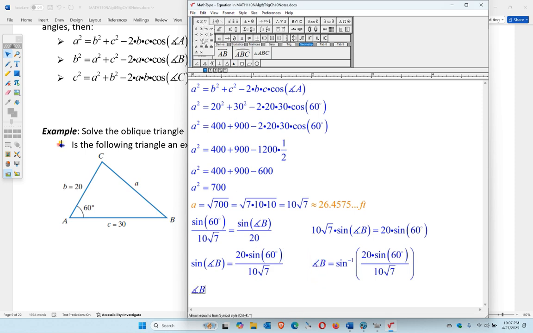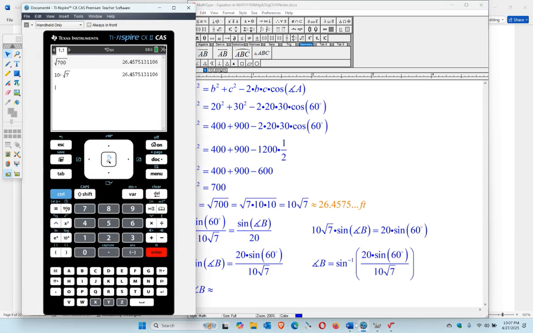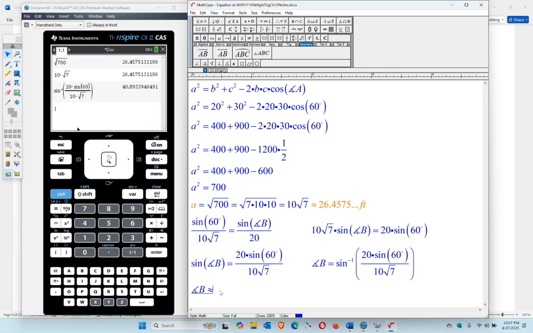So angle B is approximately, we'll go to our calculator, inverse sine of the ratio 20 times the sine of 60 over 10 root 7, or root 700, doesn't matter which one you do. So we get 40.89 degrees.